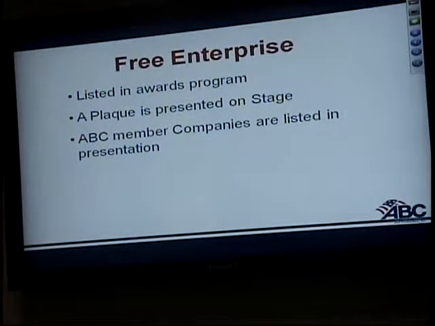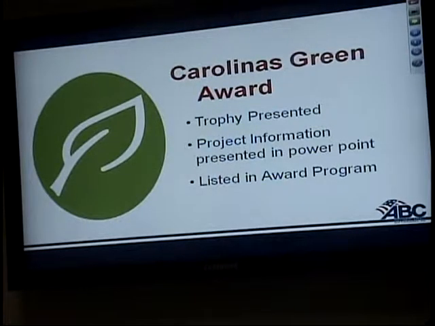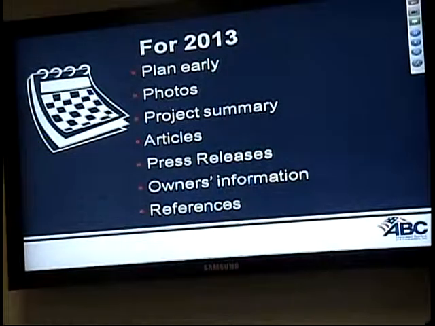Free Enterprise is a separate award listed in the awards program. A plaque is presented on stage. Again, ABC member companies are listed in the presentation, so they'll be up on the screen. The Carolina Green Award will be a separate trophy. Project information is presented in a PowerPoint, again, and listed in the awards program.